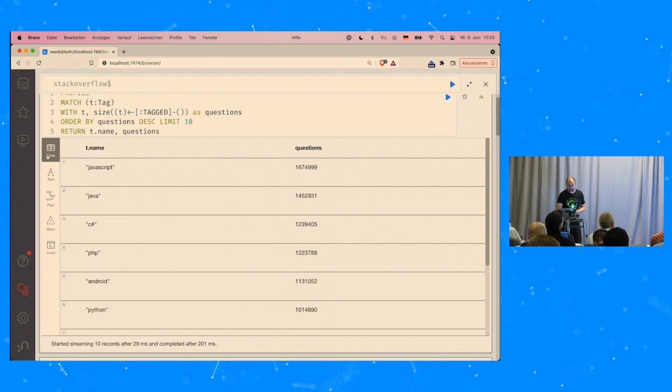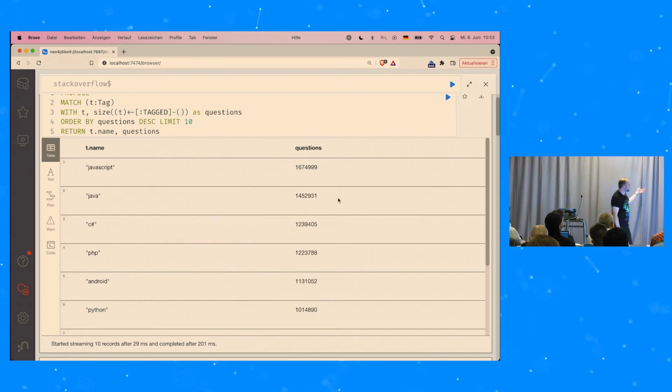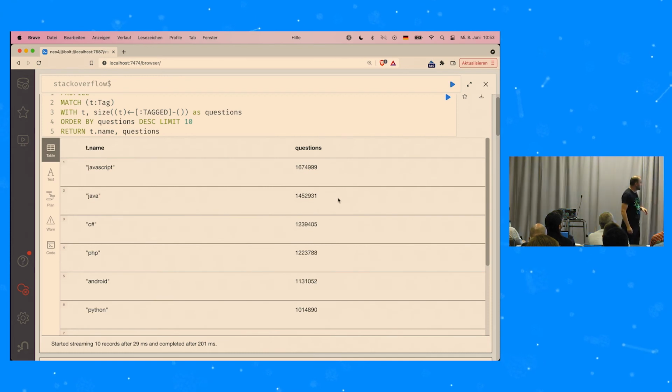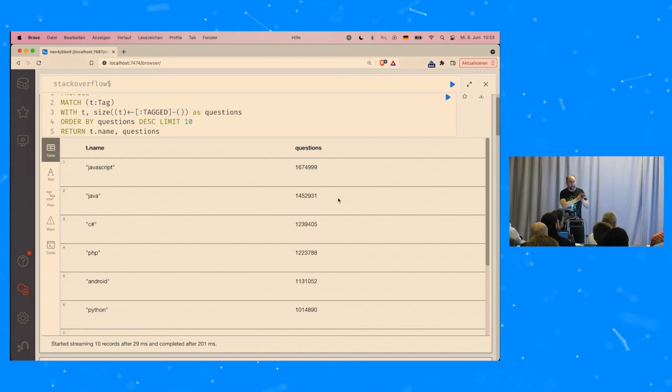Actually, we can look at this, right? So you see, like JavaScript has like 1.6 million questions, Java has 1.4 million, then C#, PHP, Python, and so on. Actually, I would have thought Python is much higher up in the data, but interesting. It's probably also a lot of history in there, of course, right?